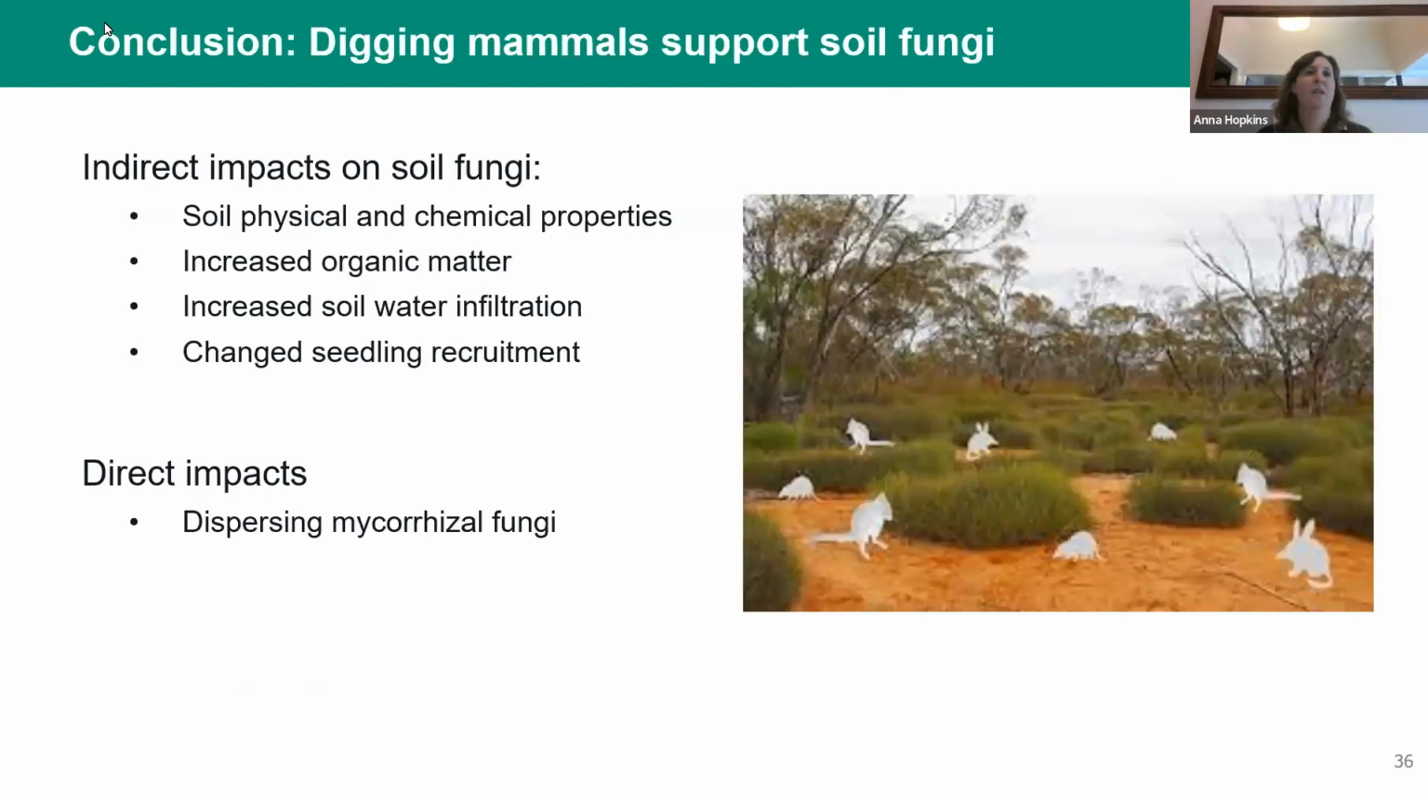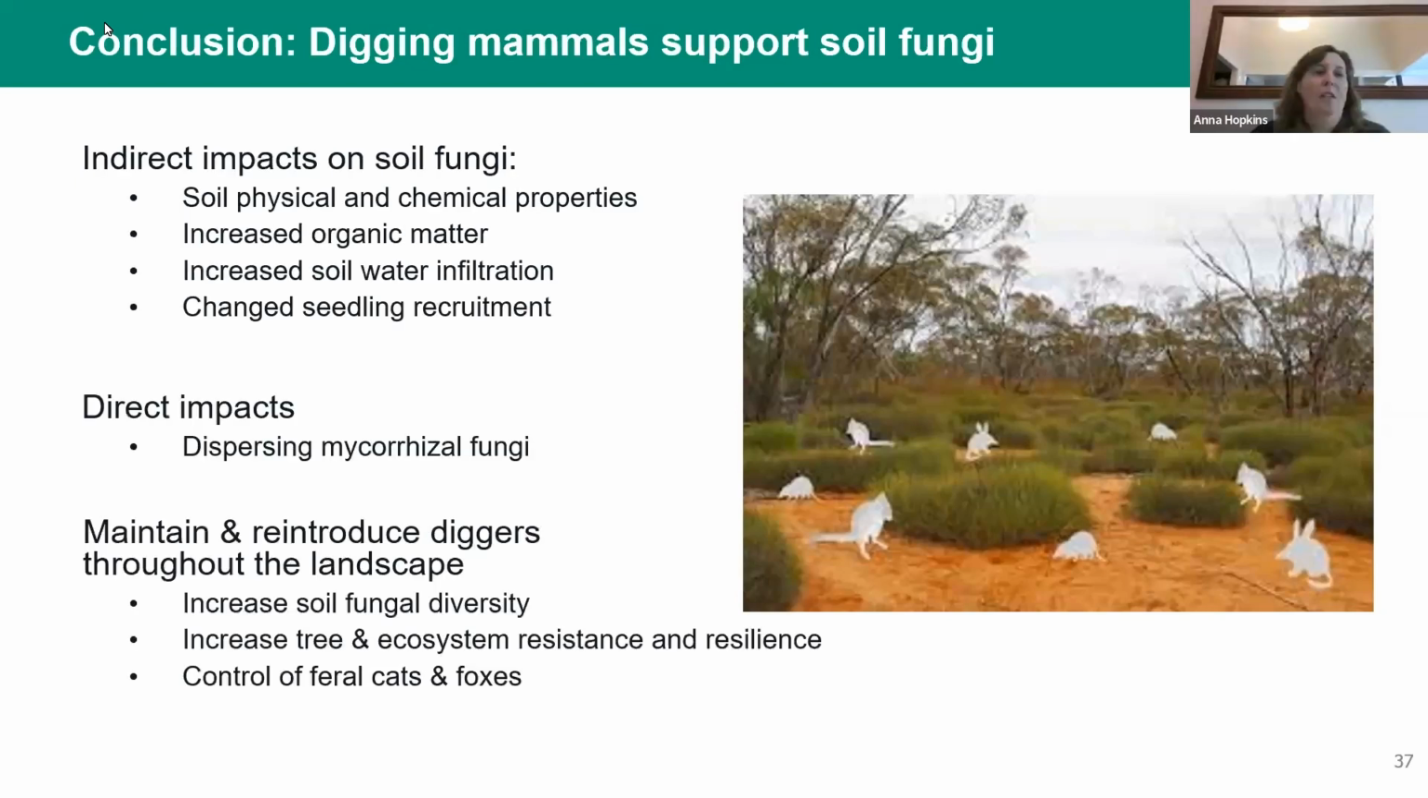A lot of this work that we've been doing on digging mammals is really showing that those digging mammals have some really clear indirect impacts on soil fungi. So the changes in the soil physical and chemical properties, the increased organic matter, increased soil water infiltration, are all really positive for soil fungi, and as well as the changes in seedling recruitment in relation to those digs, are all really beneficial to the soil fungi and are changing that community of fungi that we're finding in the soil. And as well as that, of course, they have direct impacts in dispersing some of those mycorrhizal species.